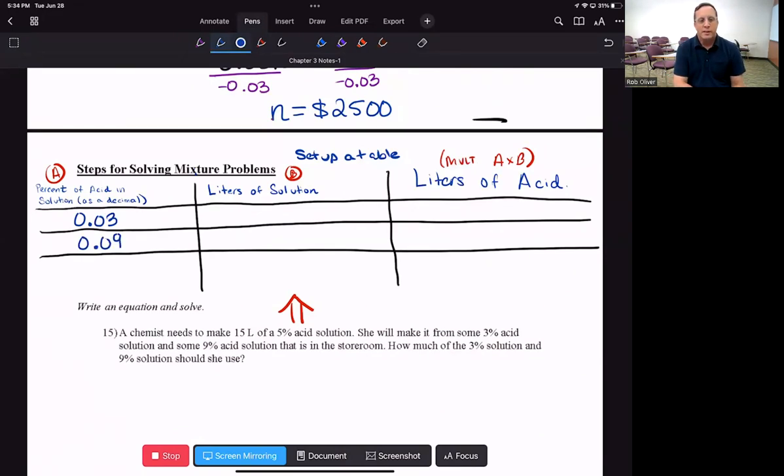We have 9%. And those two right there, let me just stop for a second here. Those two right there are going to be mixed. That's the part we're going to mix. Okay, and then when we're all done with that, we want to get, what does it say? It says 5%.